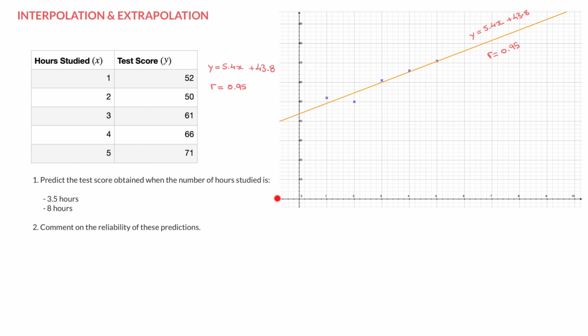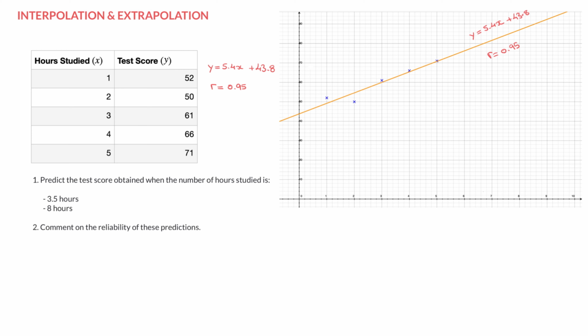And this data has already been plotted on an XY grid here. Indeed, we can see these blue points that I've plotted for us here. I've also gone ahead and found this regression line's equation, which we can see written here, that is y equals 5.4x plus 43.8, where y, remember, is the test score obtained, and x is the number of hours studied. So this model is used to predict the test score we can expect to get for a given number of hours studied, x. Last but not least, I also went ahead and found the correlation coefficient r, which as we can see here is equal to 0.95, which corresponds to a very strong positive correlation.